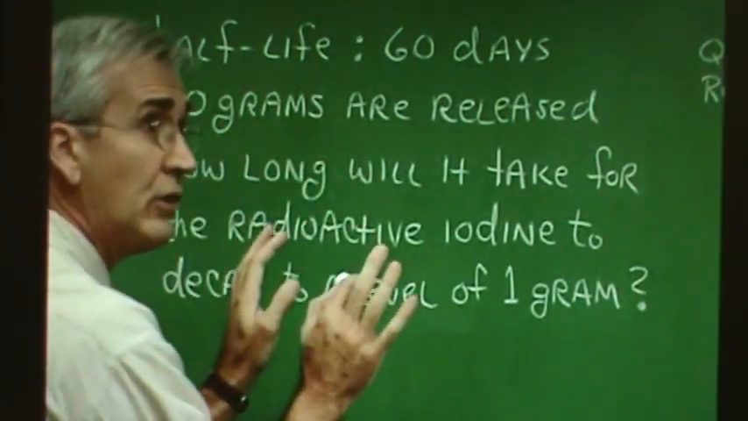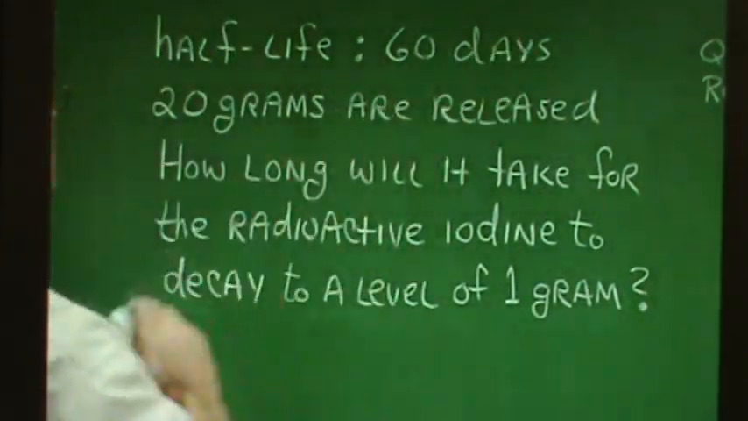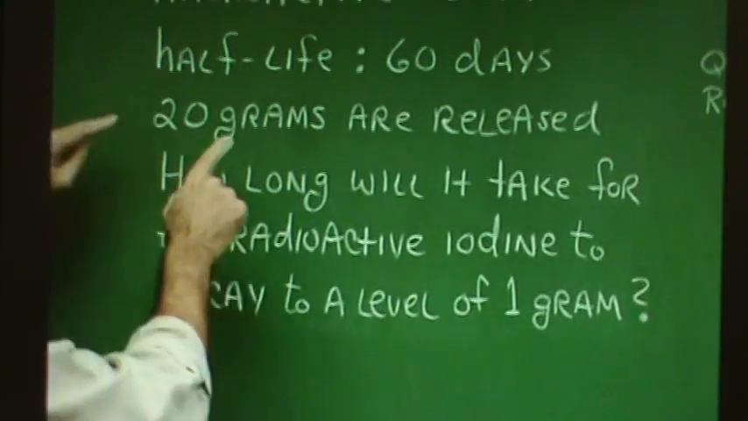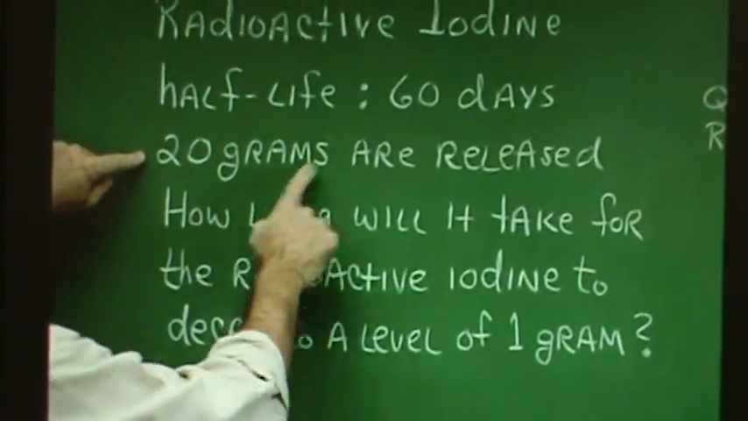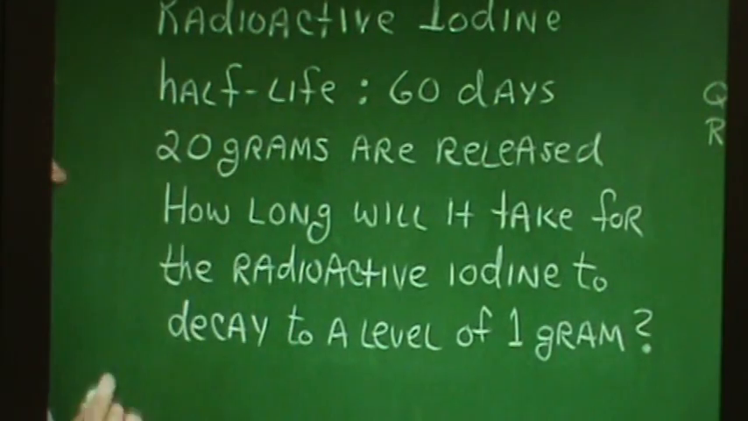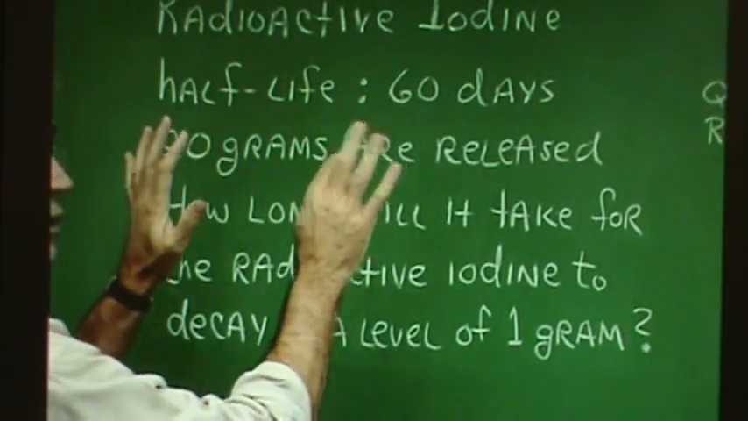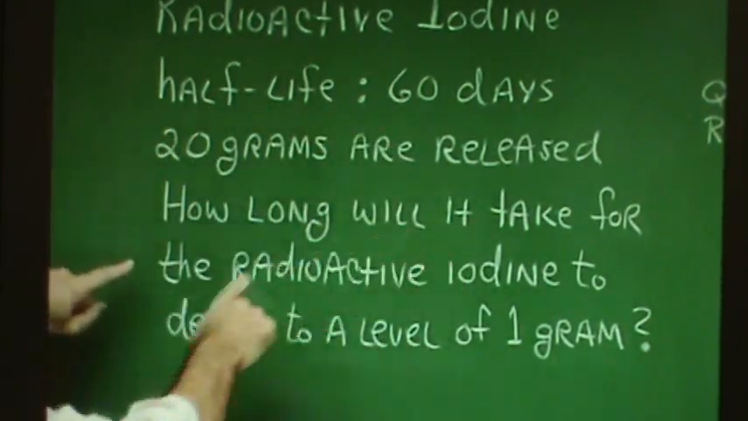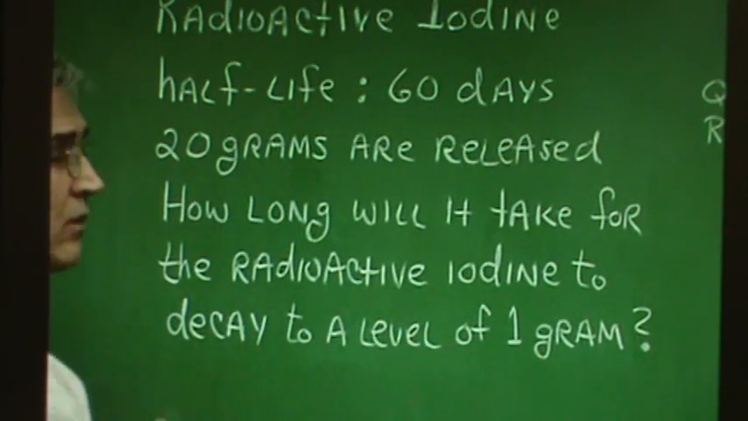Here's what could be used in that circumstance, but here we're only using radioactive iodine. At any rate, let's suppose that 20 grams are released. 20 grams of this substance is released from this nuclear reaction. How long will it take for the radioactive iodine to decay to a level of 1 gram?